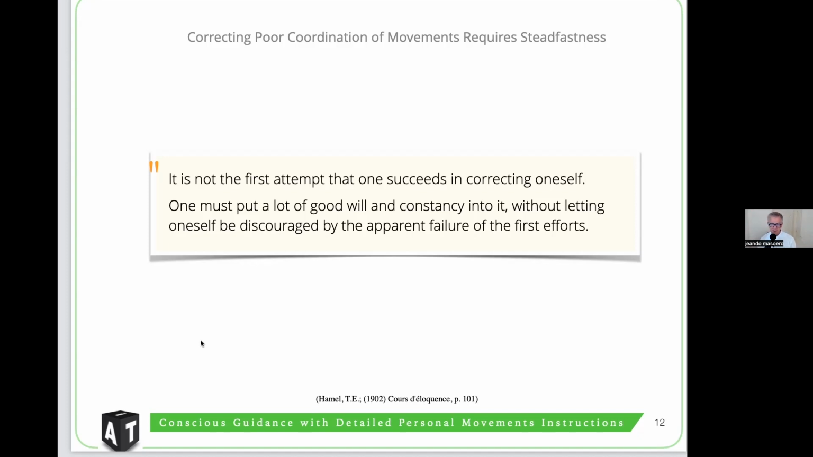Well, that sounds like, why would somebody have a lesson if the aim is to correct oneself and that is never going to be there? Well, because there is perfection and we cannot attain it. And so you can have results, but one must put a lot of goodwill and constancy into it without letting oneself be discouraged by the apparent failure of the first efforts. And it is quite clear that I teach constancy. I do not expect constancy from my pupils. I teach constancy to them.